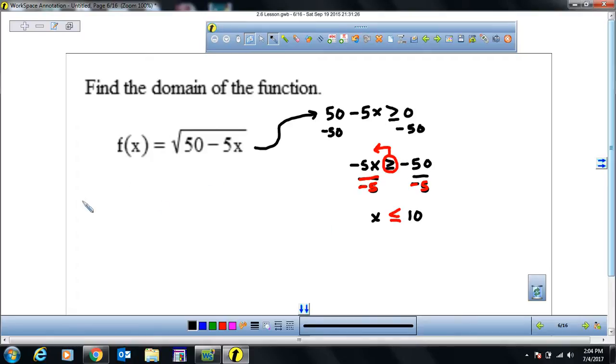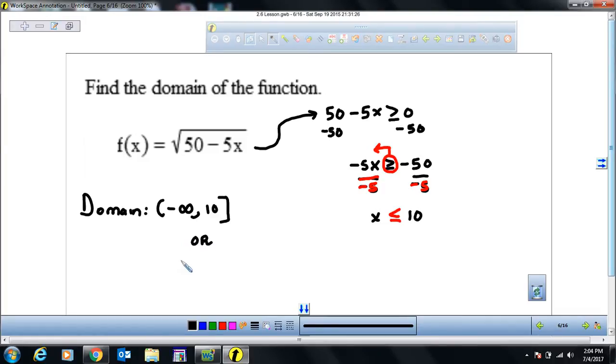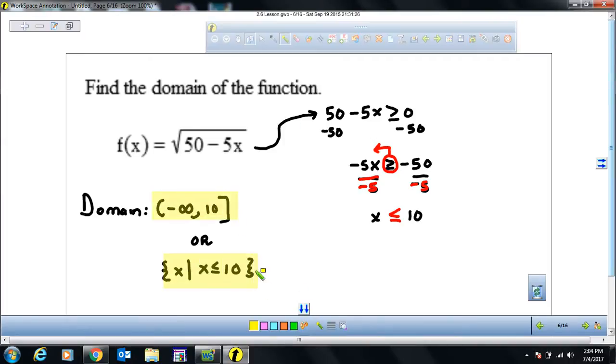Okay. So to write the domain, we're going to write it in two different ways. In interval notation, if the domain is anything as long as it's less than or equal to 10, then we say that the domain starts from negative infinity, comma, and it stops at 10, including 10. Or if we want to write it in set notation, we can say that the domain is the set of all x such that x is any number as long as it is less than or equal to 10. That's basically how we say that. And that's the domain for this function.